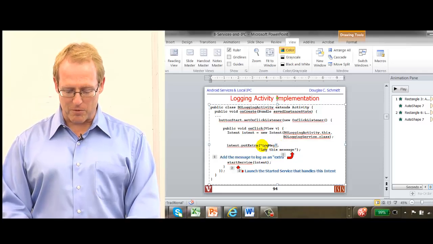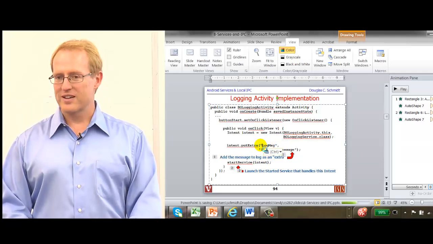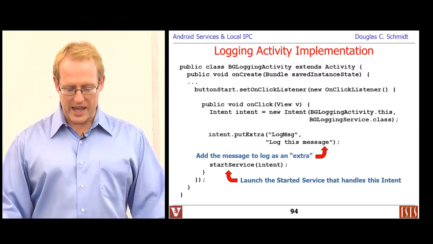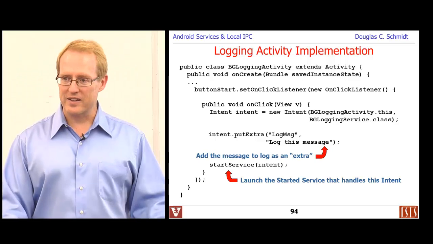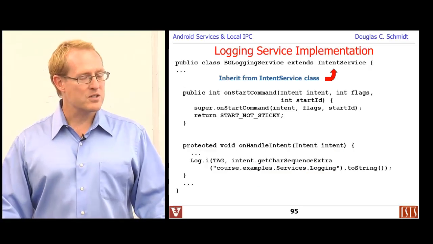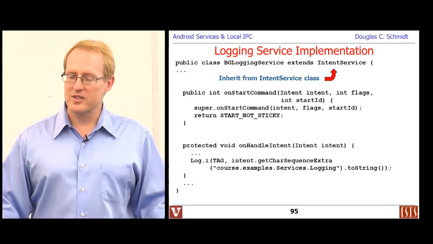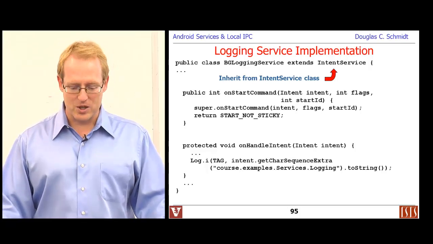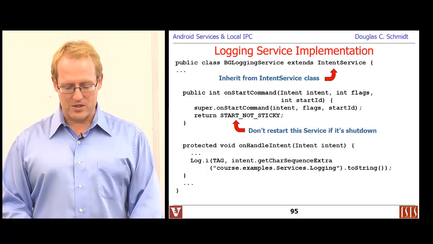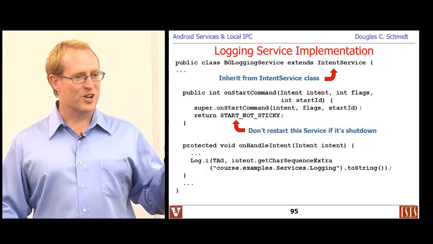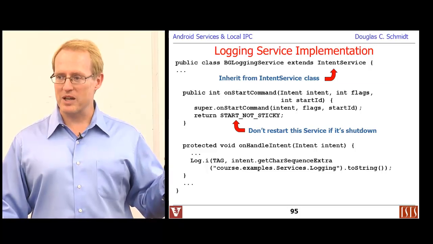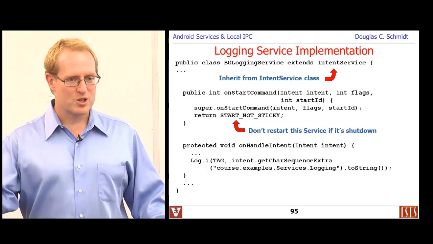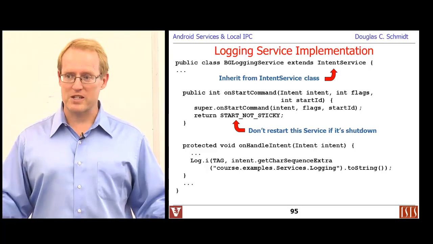As Patrick had pointed out before, there's no particular reason that we couldn't use the setData method to do this, just using an extra for the heck of it. And then we launch the service who's going to handle the intent. Here's that service. This is implemented as an intent service subclass, so background logging service extends intent service. As you can see here, it's going to do very little in its onStartCommand method, with the exception being just saying, don't restart me if I crash unexpectedly. Let someone else start up another intent and I'll take it from there, which makes sense.